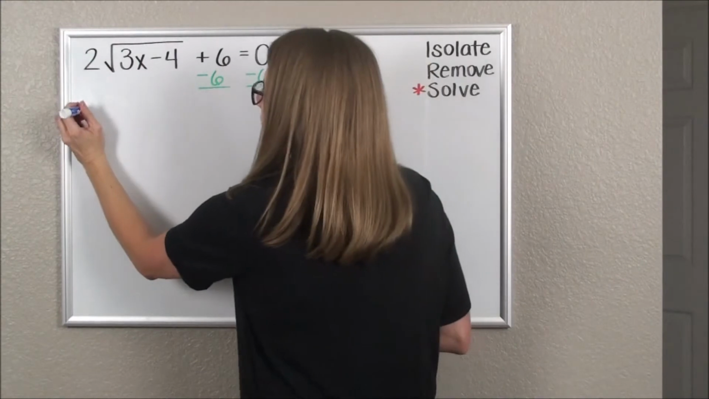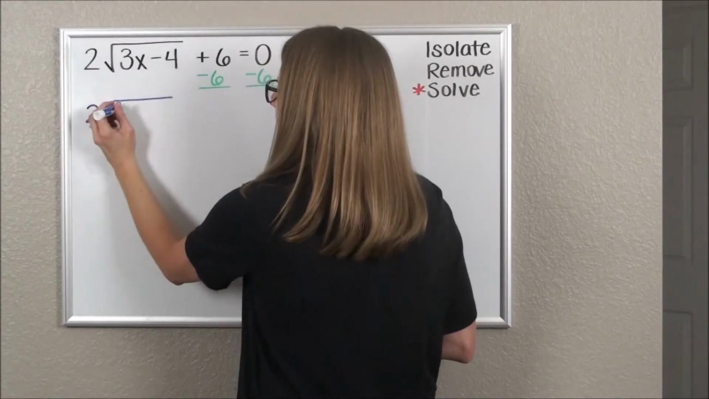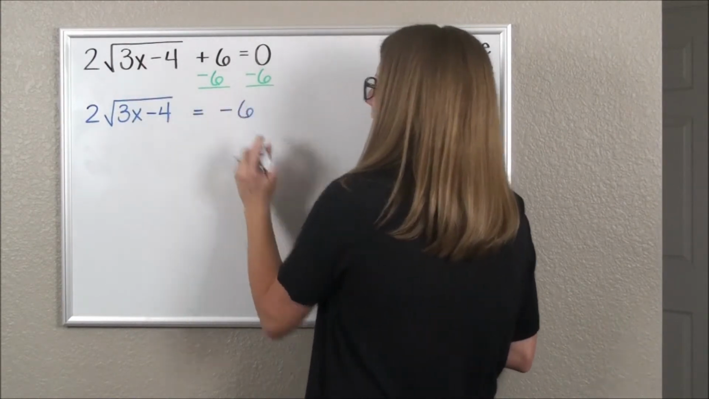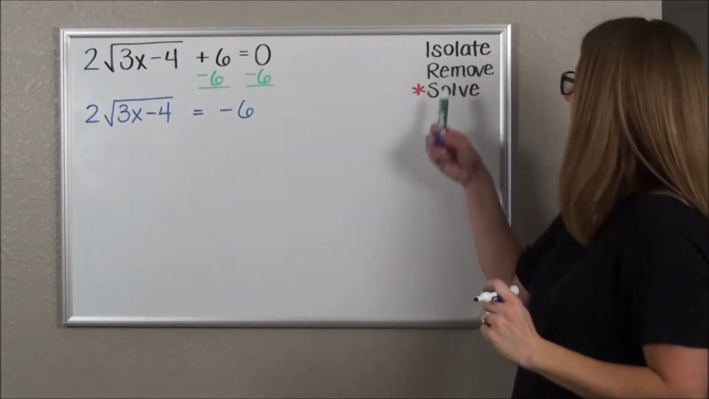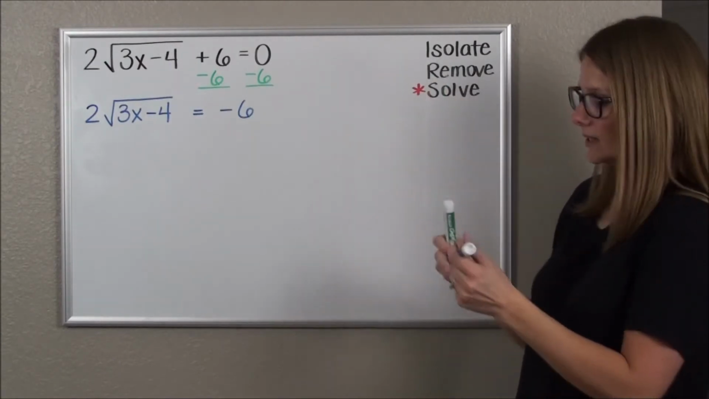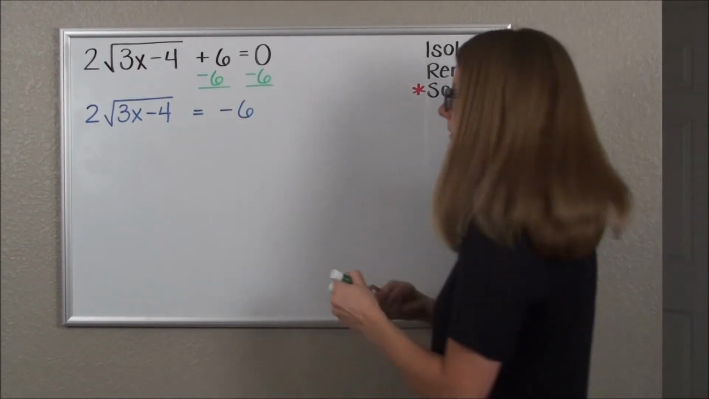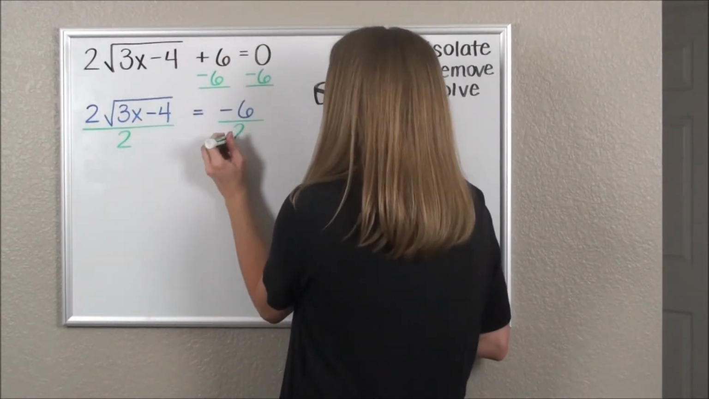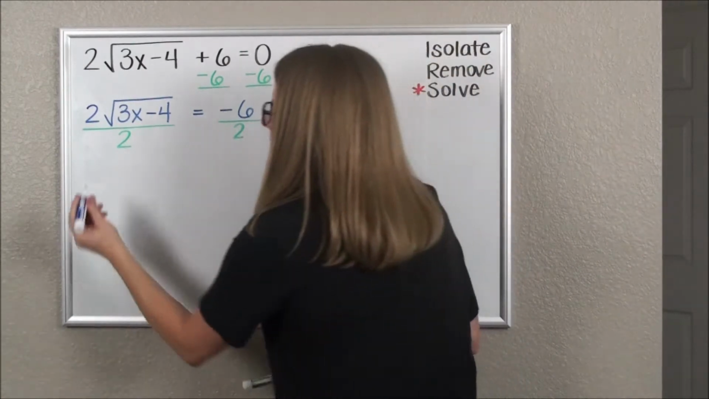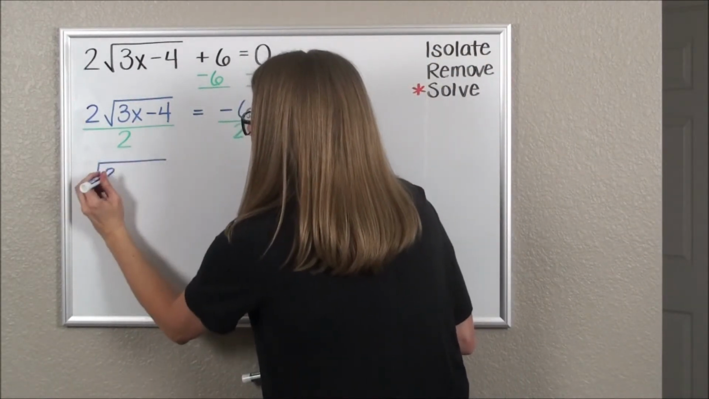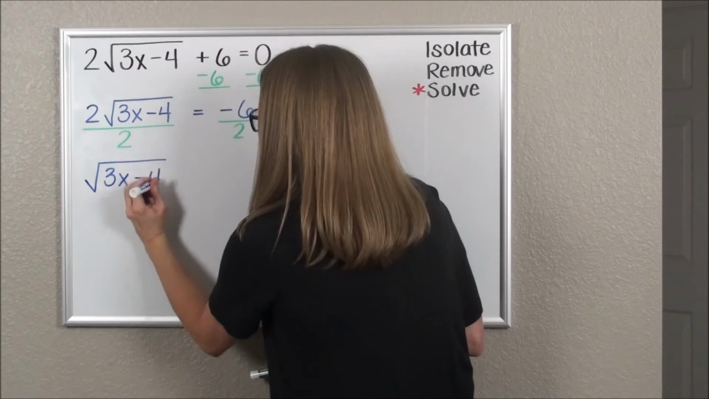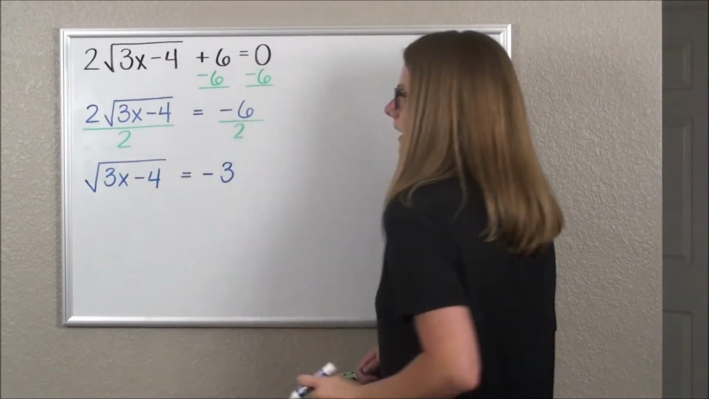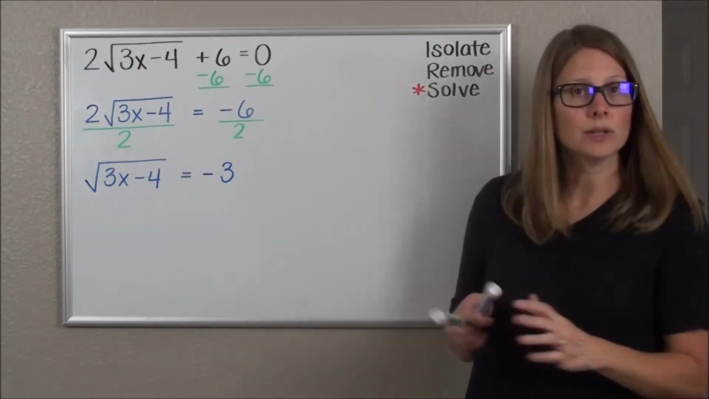We wind up with 2 times the square root of 3x minus 4 on the left, and on the right we have negative 6. So now we want to, again, keep working to isolate that root. I can divide both sides by the 2. That will leave me with the square root of 3x minus 4, now isolated. On the right, negative 6 divided by negative 2 is negative 3. So now the root is totally by itself.